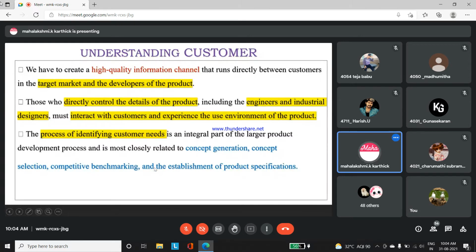Any doubt in this slide? Please reply. Any doubt, students? Okay, thank you.